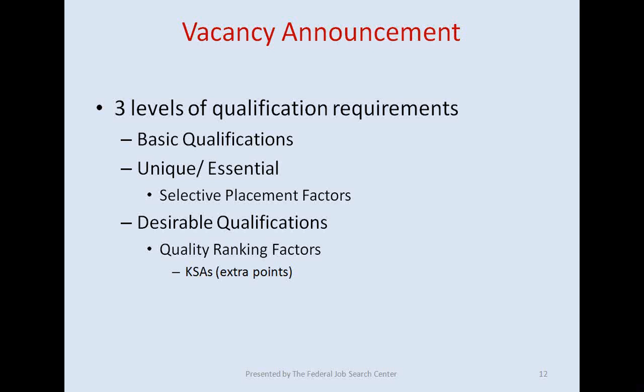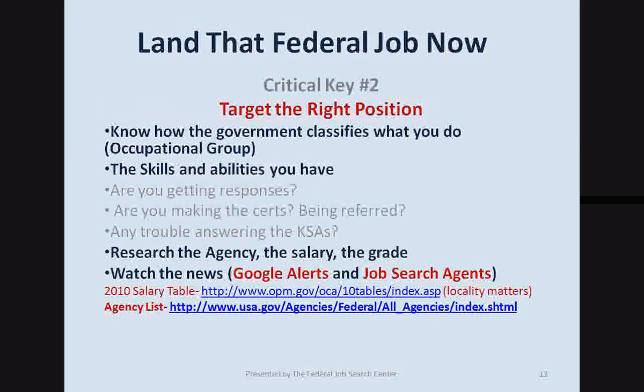Essays or questionnaires that you answer as your interview. Think of it as that first screen, that phone interview, because in essence that's what it is, as you're being ranked in the process.